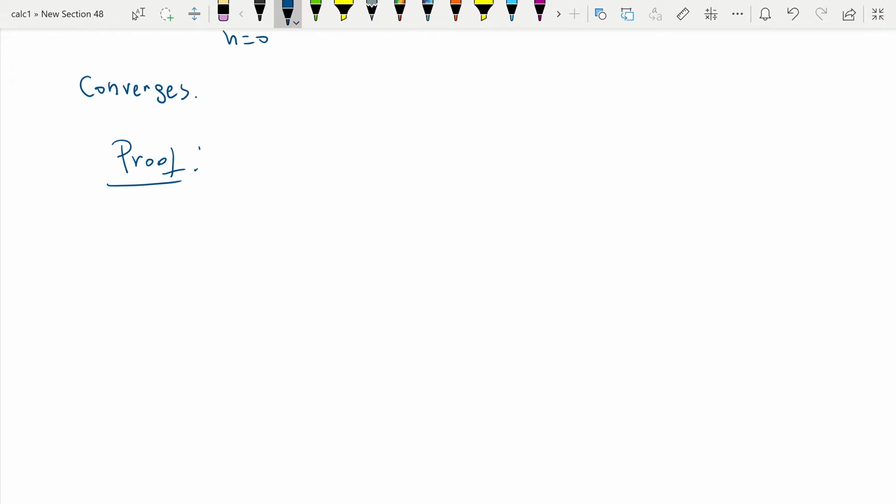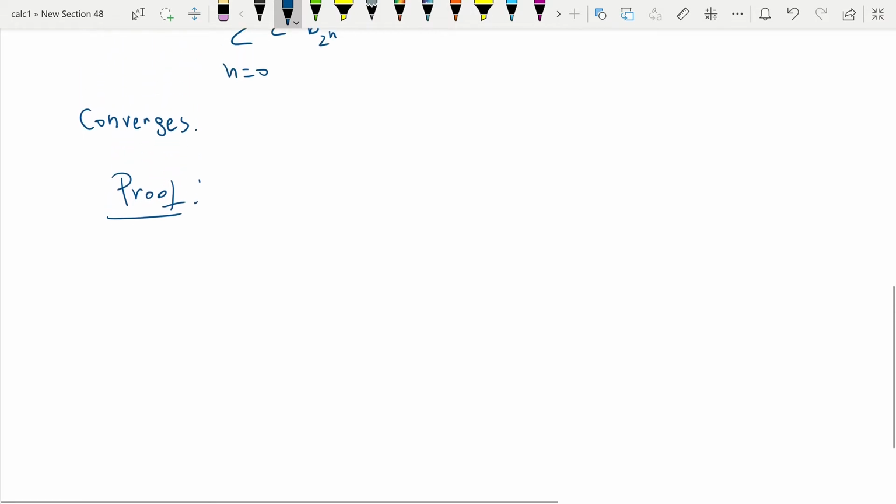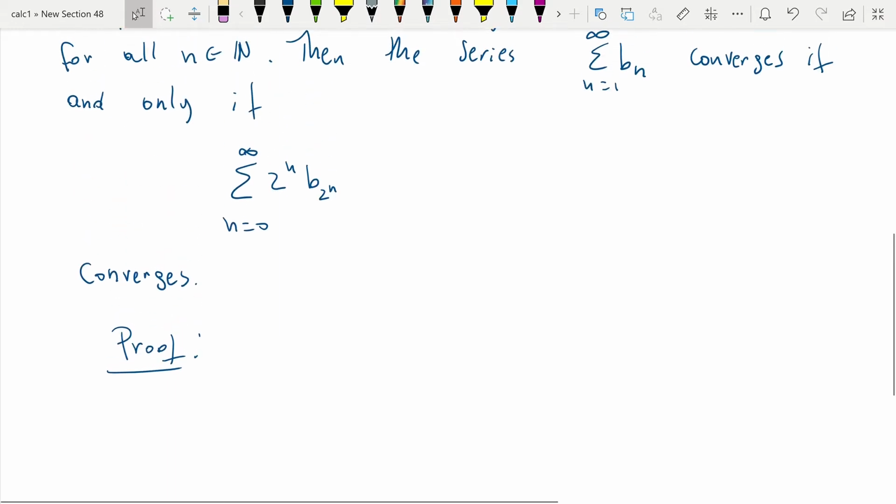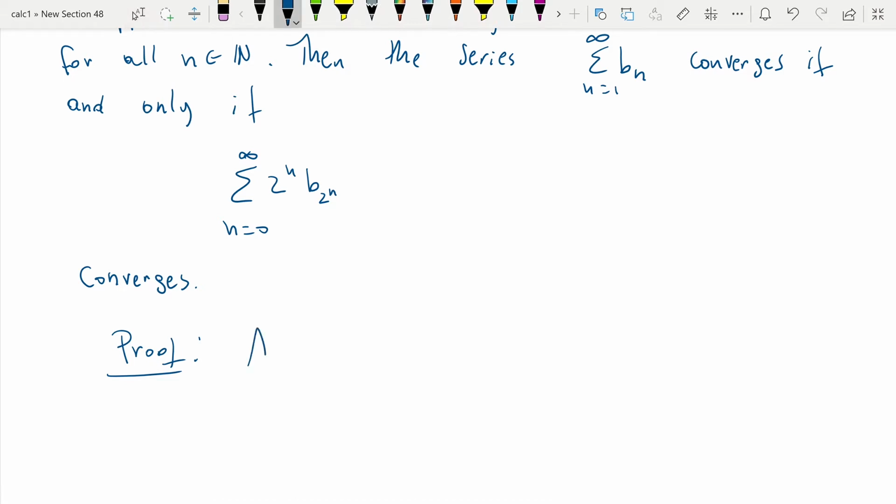If not, this will not work, and it will become apparent from the proof. So let's try to see. We just do one implication. The other one is left as an exercise. But the idea is to compare terms. We want to show that the partial sums converge. We're going to start by assuming that this series converges.